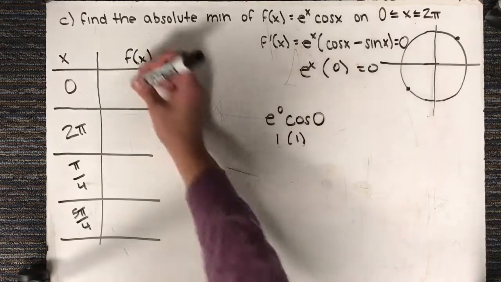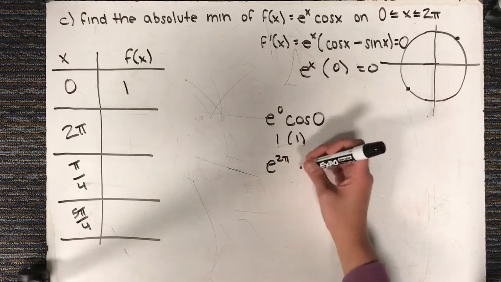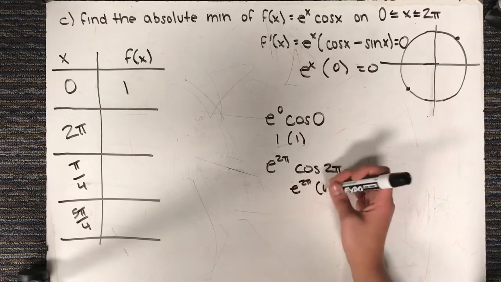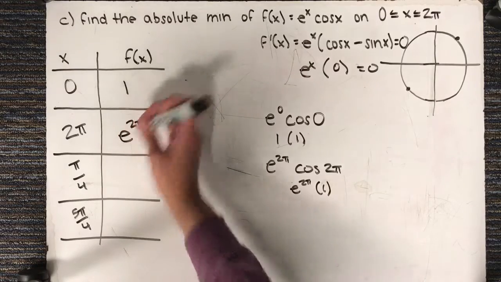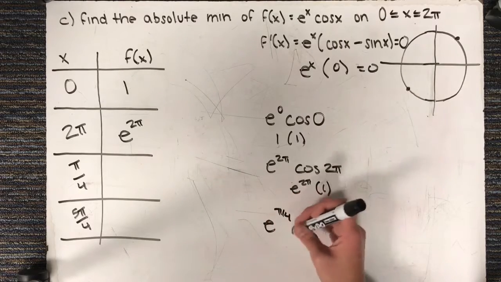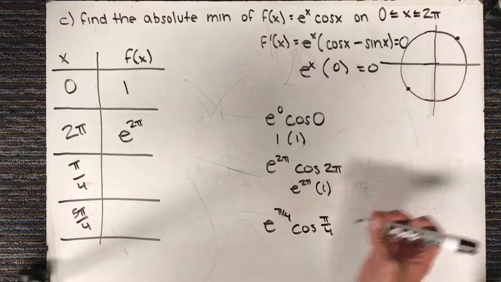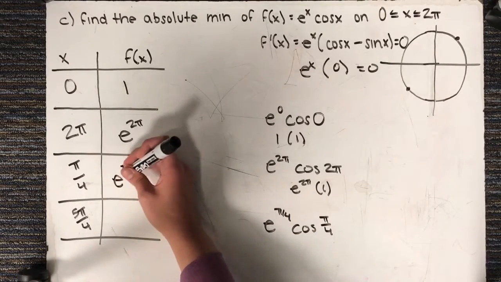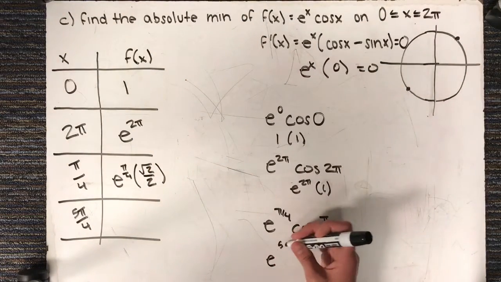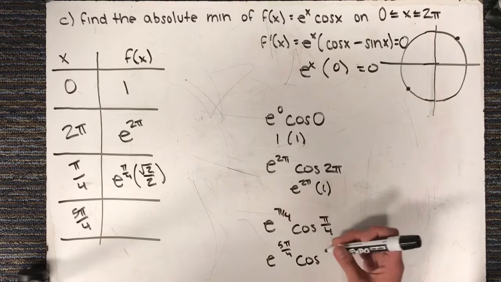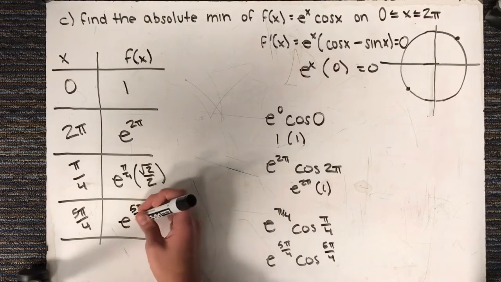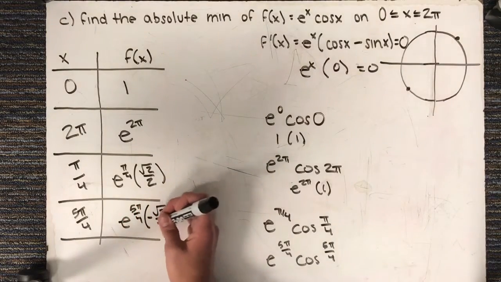So that will give us 1 times 1, which is 1. For e to the 2 pi cosine 2 pi, we would get e to the 2 pi times 1, so e to the 2 pi. Then we need to plug in e to the pi over 4 cosine pi over 4. Cosine of pi over 4 is square root of 2 over 2, so it would be e to the pi over 4 times square root of 2 over 2. And then e to the 5 pi over 4 times cosine 5 pi over 4 will give us e to the 5 pi over 4, and then times negative square root of 2 over 2.